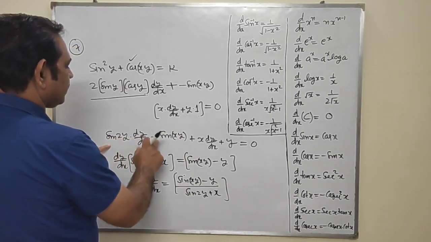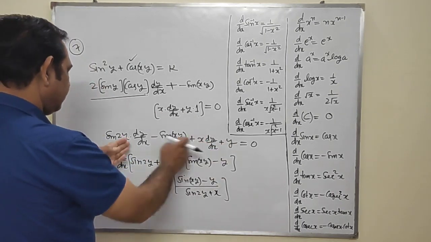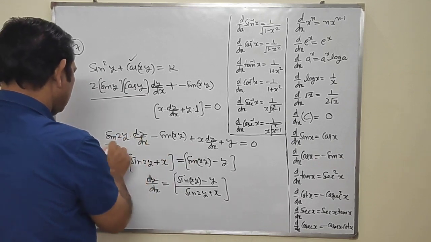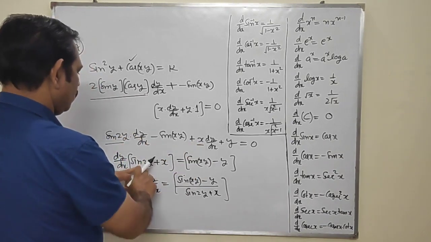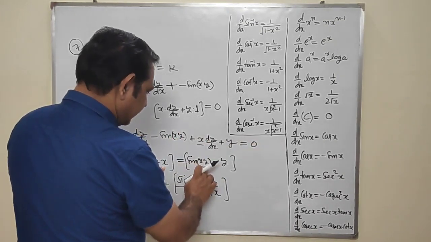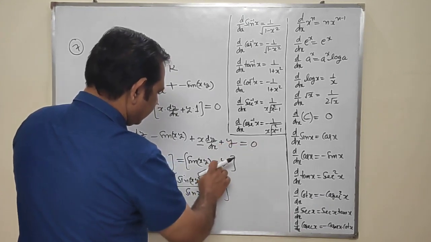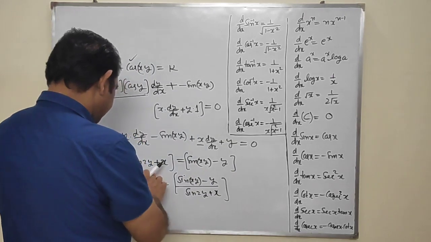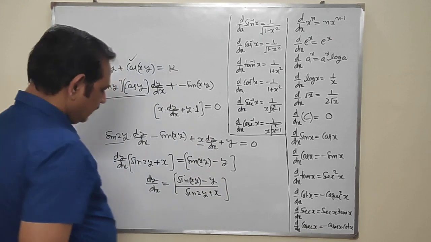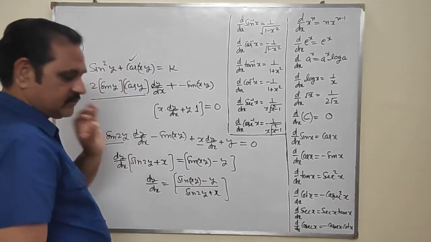Sine 2y dy by dx minus sine xy plus x dy by dx plus y. So collect dy by dx: sine 2y plus x. Sine xy will become plus sine xy on this side, and this plus y will go to the right hand side, that will become minus y. So after that, dy by dx will become sine xy minus y upon sine 2y plus x. So this is the dy by dx, or differentiation, of this question.